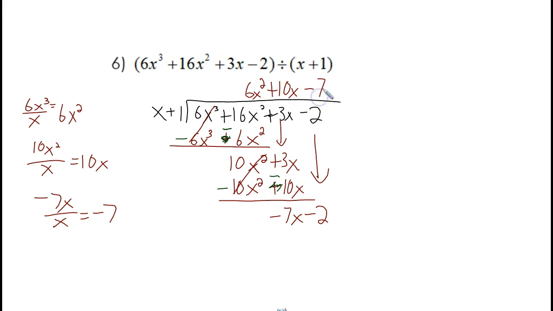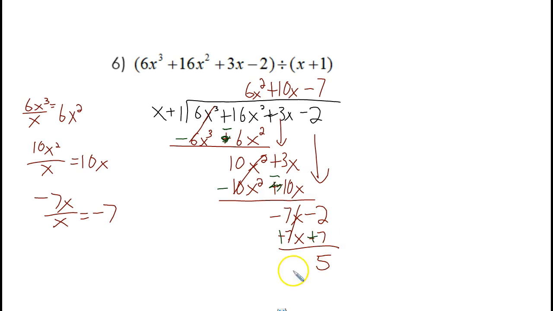Goes right there. Then I multiply. Negative 7 times x is negative 7x. Negative 7 times 1 is negative 7. And we, again, must remember that when we subtract, the signs change. We're subtracting a negative 7x, which means we're adding. We're subtracting a negative 7, which means we're adding 7. So both of those signs change. We cancel out the 7x's. Negative 2 plus 7 is positive 5.